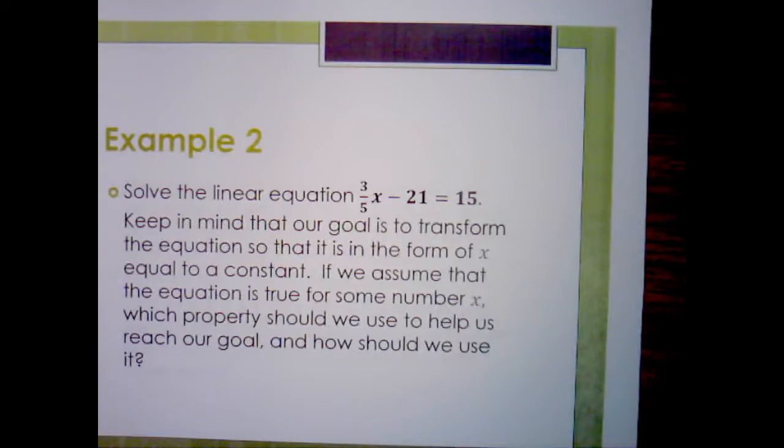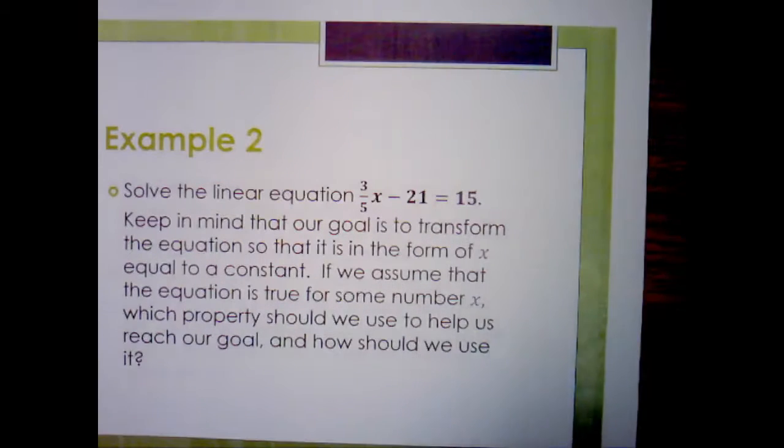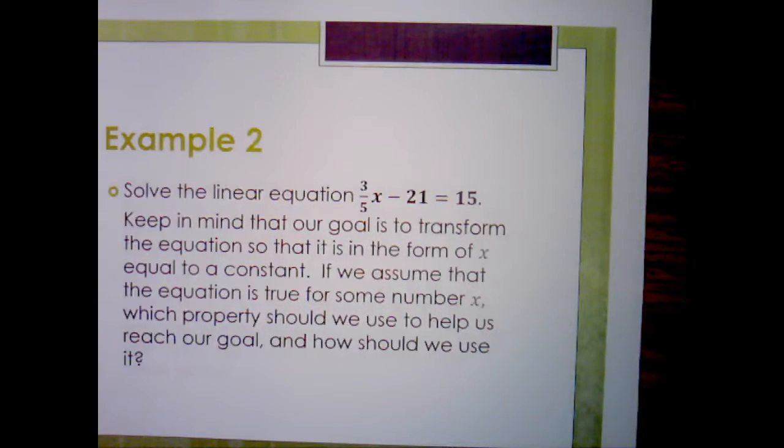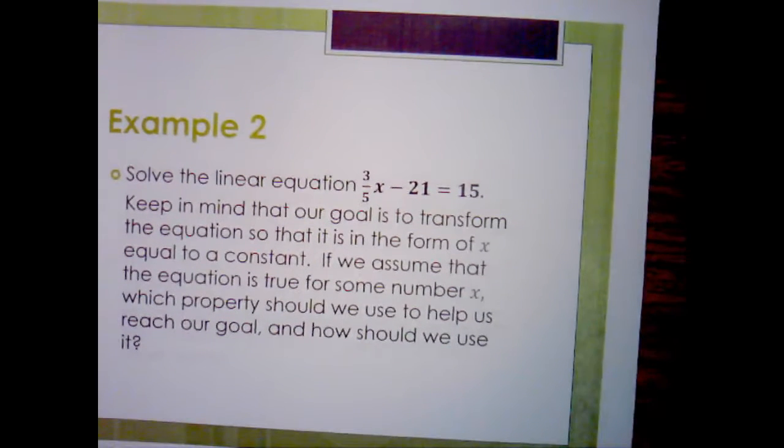Example number 2. It says solve the linear equation 3/5 x minus 21 equals 15. And it says, here's a note. Keep in mind that our goal is to transform the equation so that it is in the form of x equal to a constant. If we assume that the equation is true for some number x, which property would we use to help us reach our goal? And how should we use it? So think about that. Which property would you use?